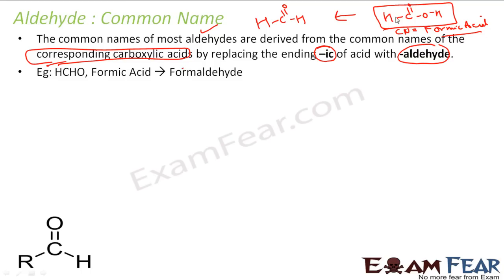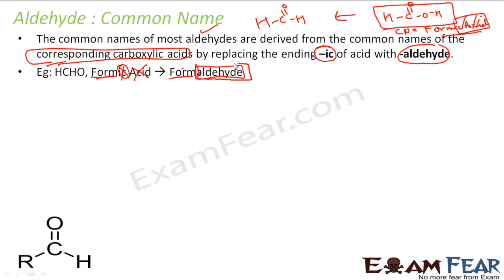Now for this compound, the common name is formic acid. And we'll discuss this in the topic where we'll discuss the common names of carboxylic acids. So for this compound, the common name is formic acid. So remove this IC acid and add aldehyde. So it becomes formaldehyde. The form we have got from this, you have to delete the IC, and acid you let go. So form, and add the word aldehyde. So you get formaldehyde.